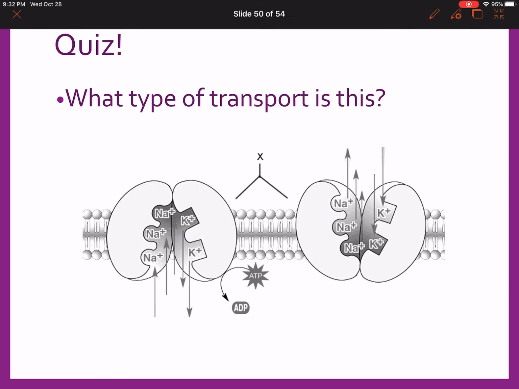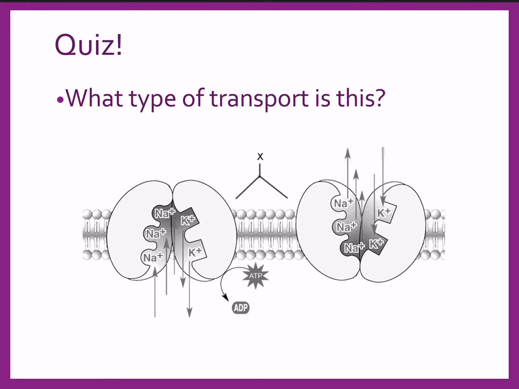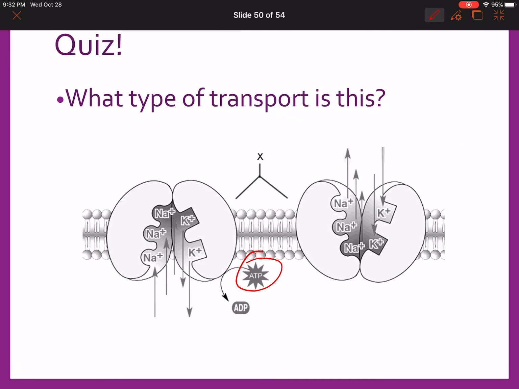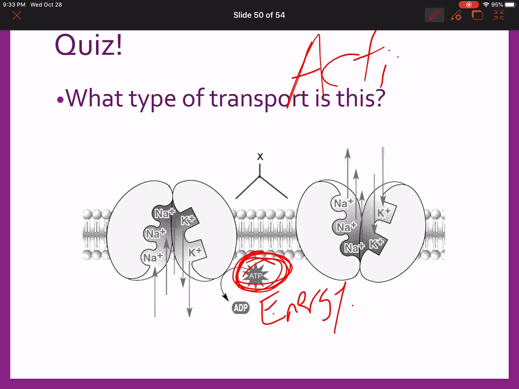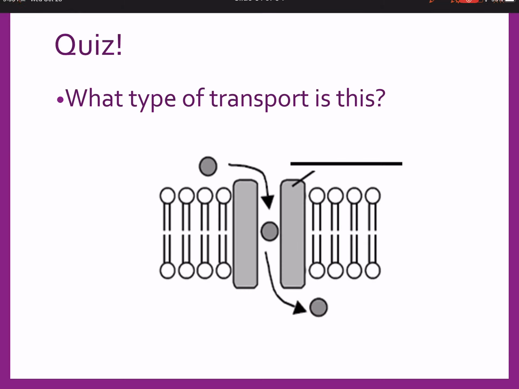And what type of transport is this? That's interesting. All right, ATP is energy. If that is energy, this is active. And that tells me that's a pump. Right? Not bad.